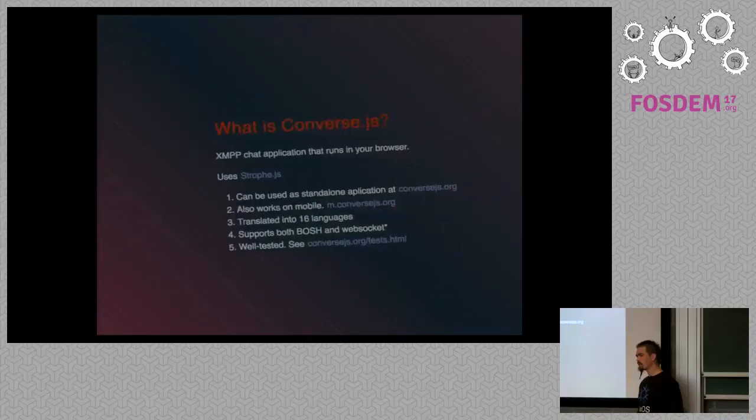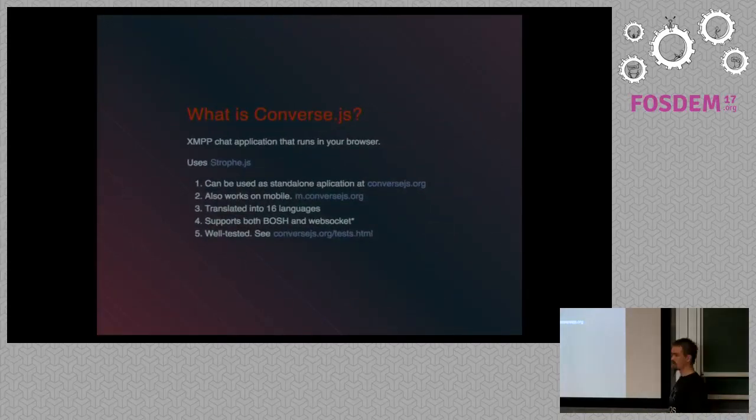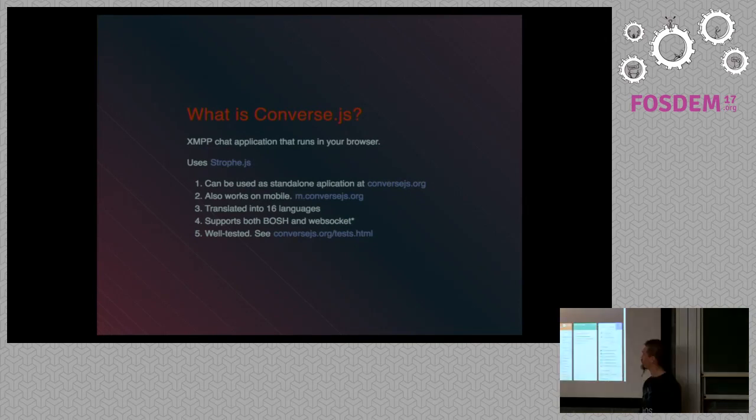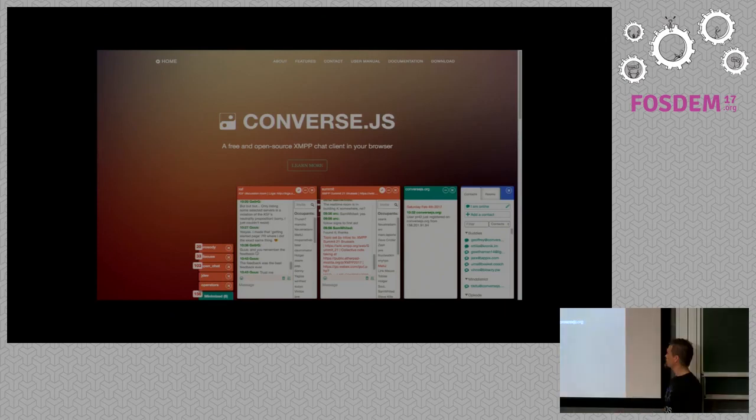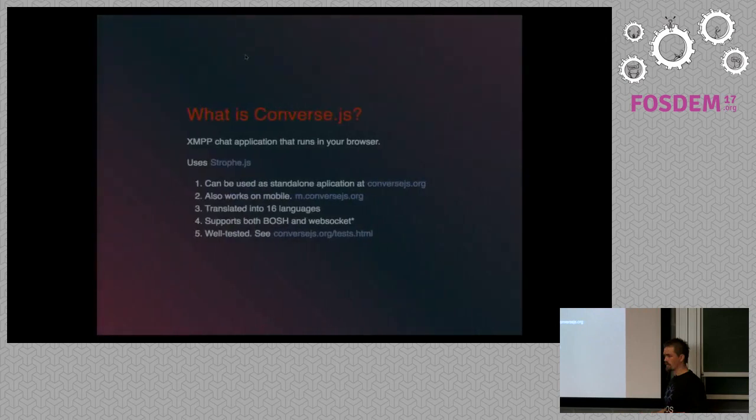Then coming to Converse.js, what is that? It's a chat application that runs in your browser. It uses Strophe.js, which I just heard the Jitsi Meet people also use for their web app. You can use it as a standalone application at converse.js.org. That's kind of what it looks like. That's also the website. If you were to go there now, you can log in. If you have an XMPP account, you can also register a new account and use it. There's also a mobile version. I wouldn't recommend using it for mobile, as there are mobile apps that are way better, but if you are in a bind, for whatever reason, you can go to the mobile version of it and use it like that.